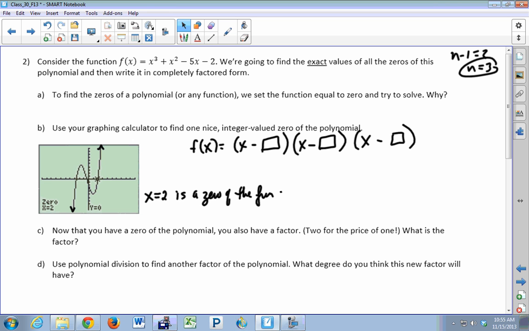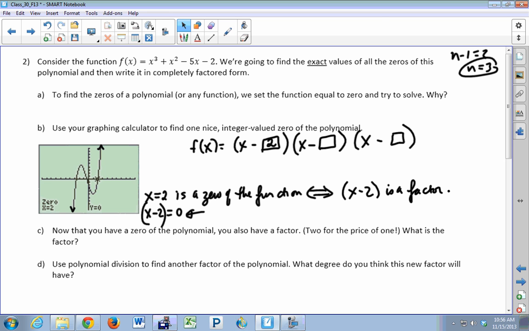So if it's a 0 of the function, what's my 2 for? What do I get? 2 for the price of 1. What else do I know if x equals 2 is a 0? What else do I know about the function? X minus 2 is a factor. Okay, and how you would get that is you would solve this for 0 by subtracting 2 from both sides, and there you go. That's what your factor looks like, and that's why it's called a 0 of the function, because your function is 0 at x equals 2. All right, so you've got your very first factor. Here you go.